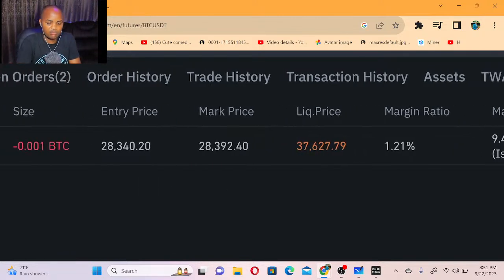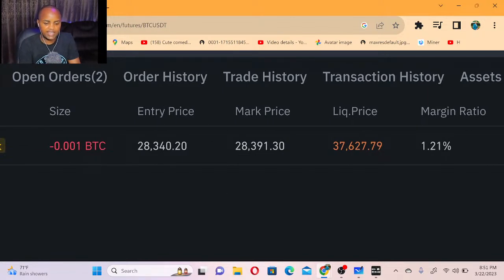You can see now the price is at 28,392, okay? This is my entry. I entered at this one at 28,340, and now the market is at that one.